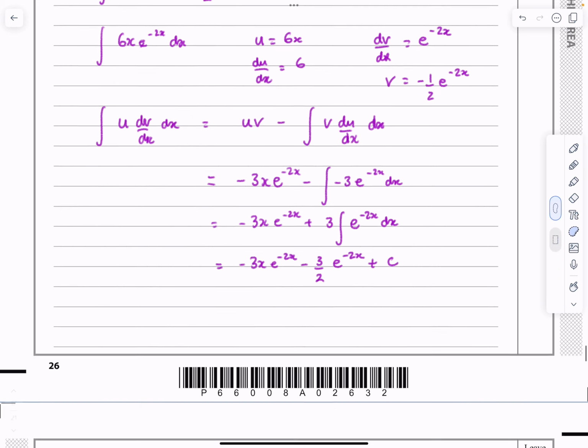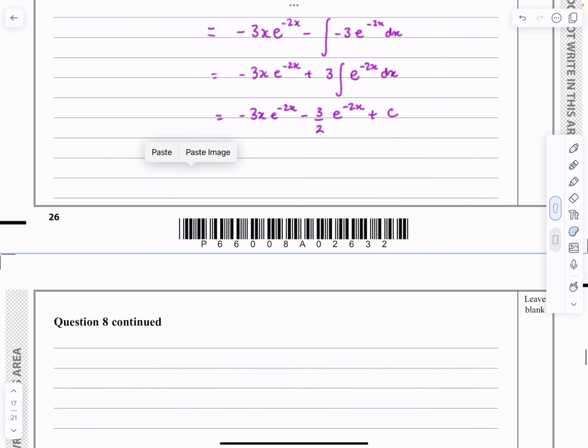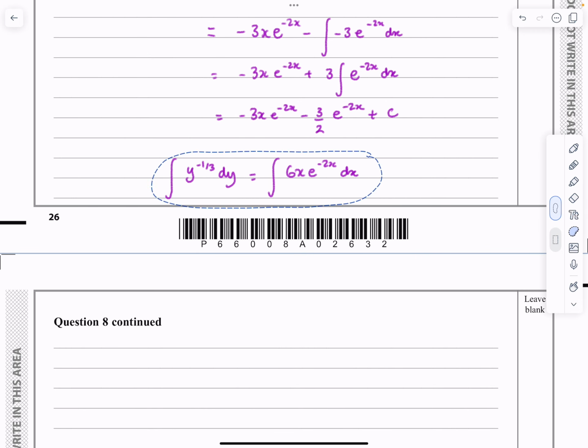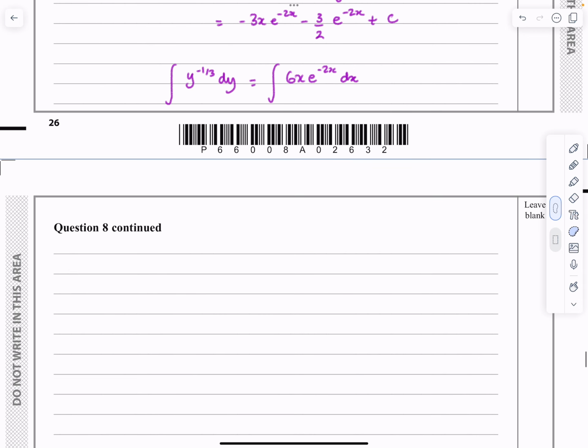You don't need to do this, I don't think, but I'm just going to put that there and say, right, following on from that then, I would get the integral of the left-hand side, which was 3 over 2 y to the 2/3, is equal to the thing on the right-hand side, which is minus 3x e to the minus 2x minus 3 over 2 e to the minus 2x. And that's what we're just saying. You need a constant on one side or the other, but not both.